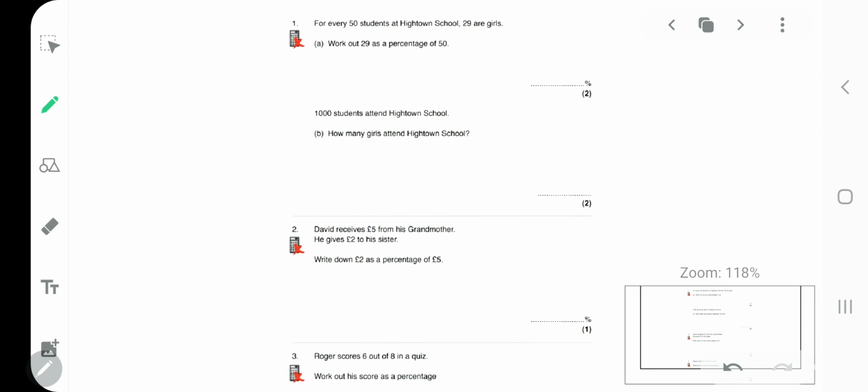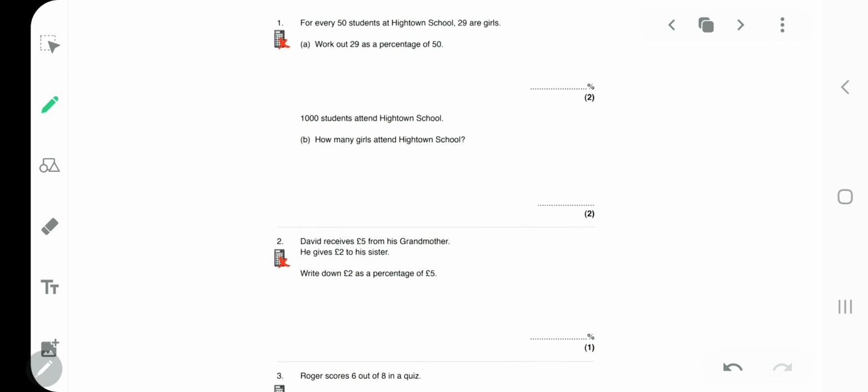Your next is, for every 50 students at Hightown School, 29 are girls. Work out 29 as a percentage of 50. We know very well, when you want to make a percentage of girls, you have to take the total number of students as the denominator, and 29 upon 50 into 100 will make up the percentage for girls. If 1,000 students attended Hightown School, how many girls attended?